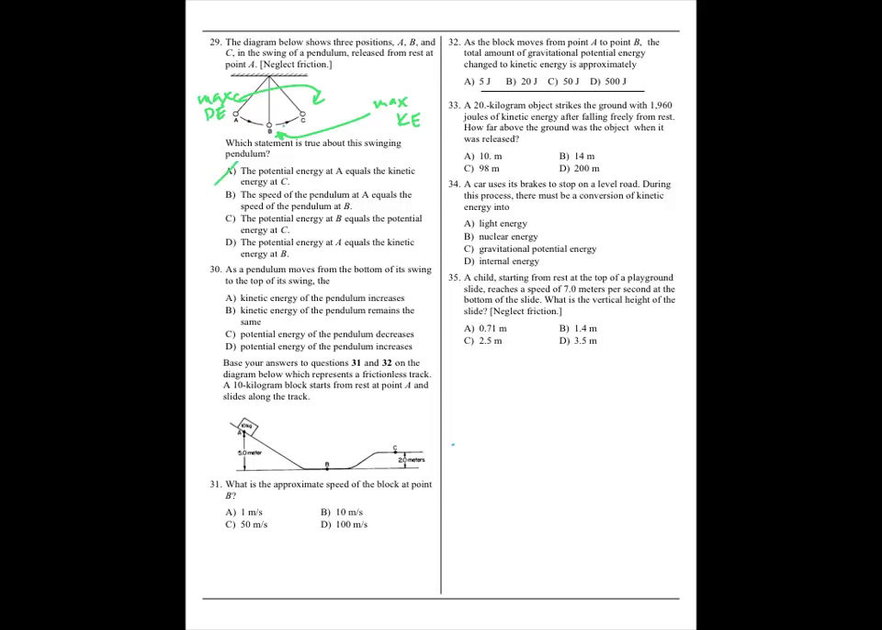Speed at A equals speed at B, incorrect. Potential energy at B equals potential energy at C, that's incorrect. And potential energy at A equals kinetic energy at B, that's correct. So all that max potential energy converts completely to max kinetic energy down here, and that's correct.